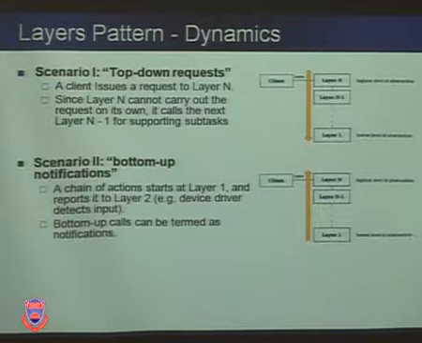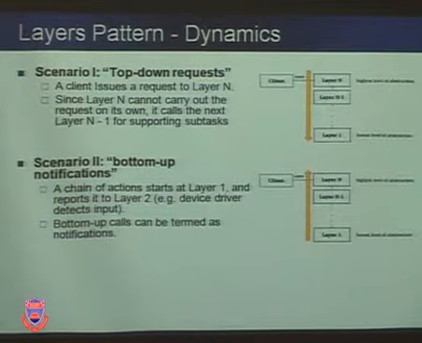What's the dynamics? We could have top-down request, the scenario. A client issues a request to layer N. That's the highest level. Since layer N cannot carry out the request on its own, it goes to the next layer, and so on, till we have the lowest layer, top-down.